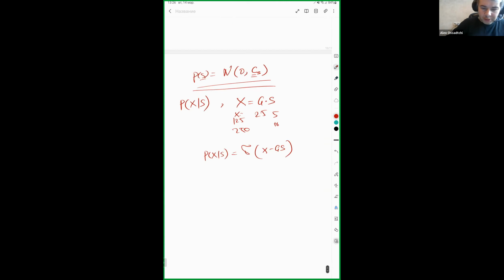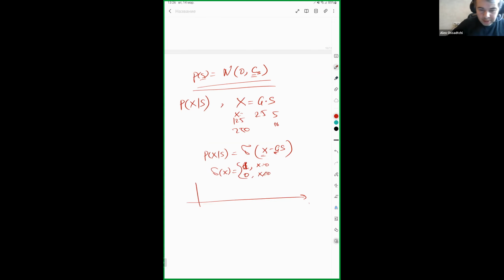Because what? It's P of X given S, right? So you have G, which is fixed, you have S, and it's 0. See, this is a delta function. A delta function is such a thing that delta of X is equal to 1 when X is equal to 0, and 0 everywhere else when X is not equal to 0. It's just a delta pulse like this, right?